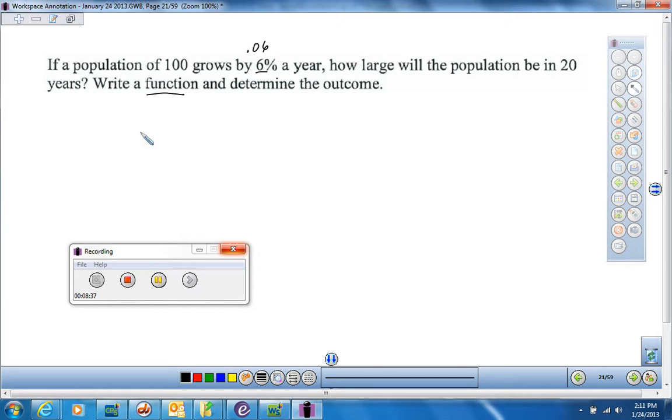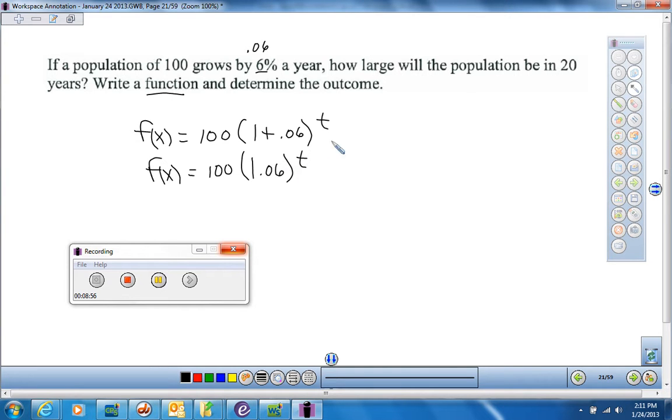So we're going to write a function. Our function, we started out with 100. Then it's going to be 1 plus the 0.06, to the t power. So the function that I'm looking for here is 100 times 1.06 to the t. So we can figure out based off of this what the population is in any year.